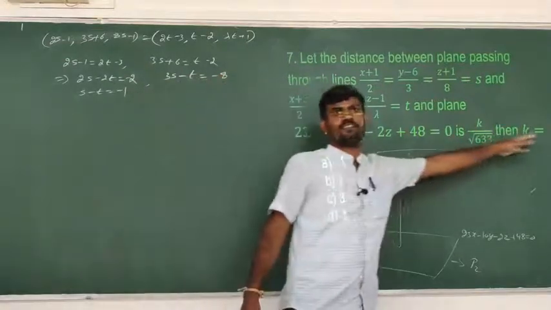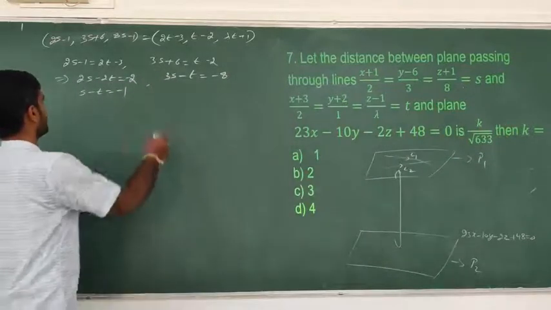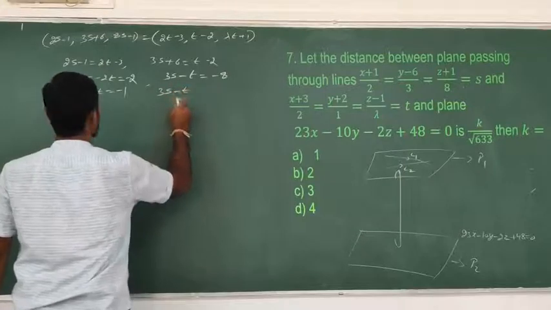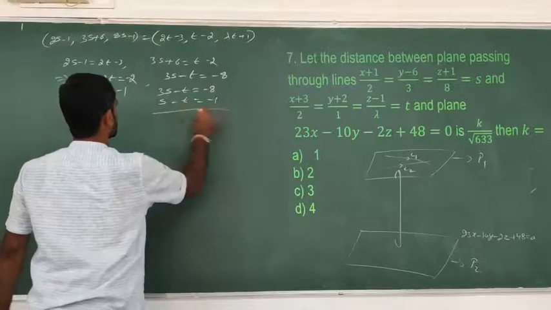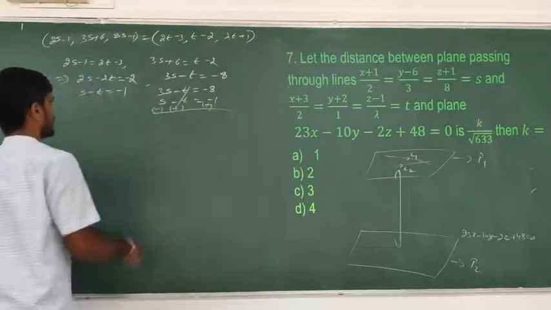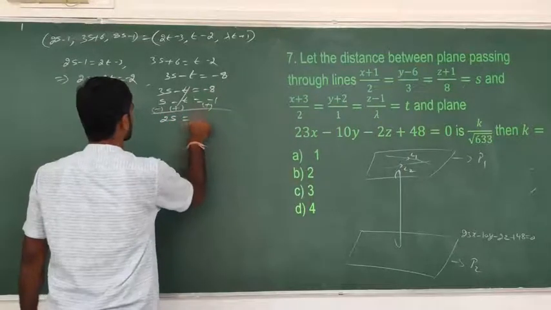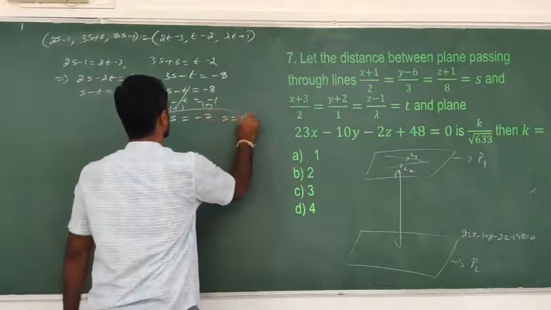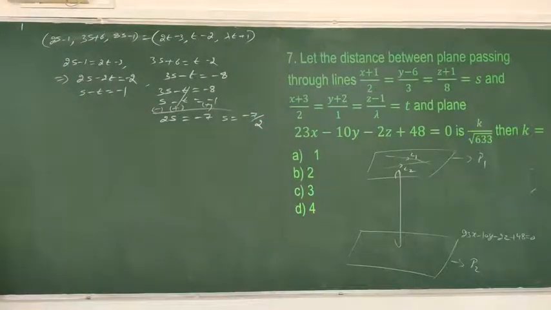Sir, is this visible? Thank you. Now just simplify these two. On simplifying, we have 3s minus t is equal to minus 8, and s minus t is equal to minus 1. Just interchanging signs, this will cancel. 3s minus s is 2s, minus 8 plus 1 is minus 7. Then s is equal to minus 7 by 2. The value of s is minus 7 by 2.